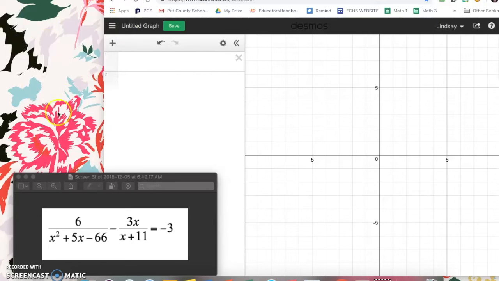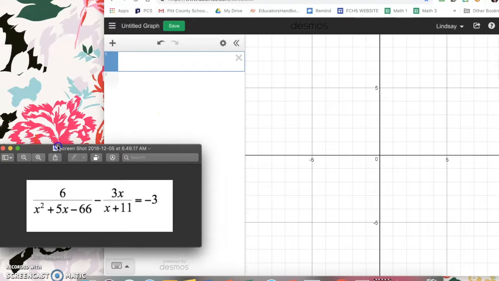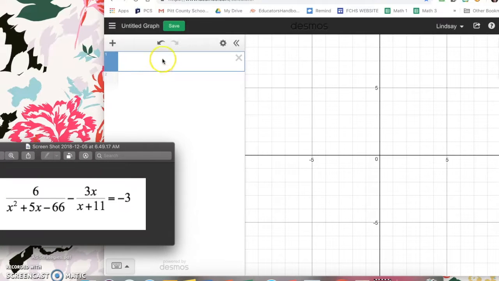Alright guys, so I'm going to quickly show you how to solve a rational equation using DESMOS. So we've done equations before, and all you simply need to do is take the left side and set it equal to the right side by splitting it up. So I'm going to pull this over a little bit.